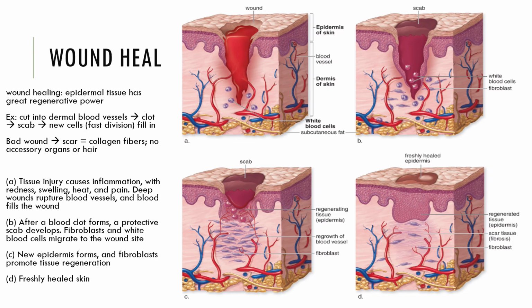Deep wounds rupture blood vessels and the blood fills the wound. After a blood clot forms, a protective scab develops. Fibroblasts and white blood cells migrate to the wound site. A new epidermis forms and fibroblasts promote tissue regeneration. And this leads to freshly healed skin, freshly healed epidermis.